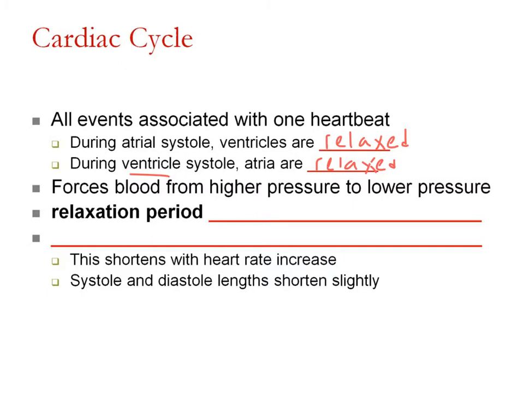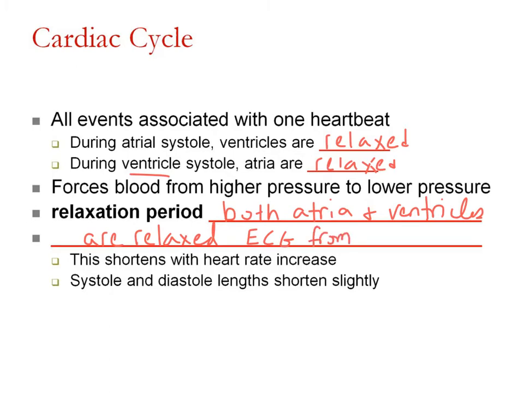A relaxation period is something you have defined for you already, but the relaxation period is a period of time when both the atria and the ventricles are relaxed. So that's between the what? In the ECG trace, that's from what to what? The end of T to the beginning of the P wave.